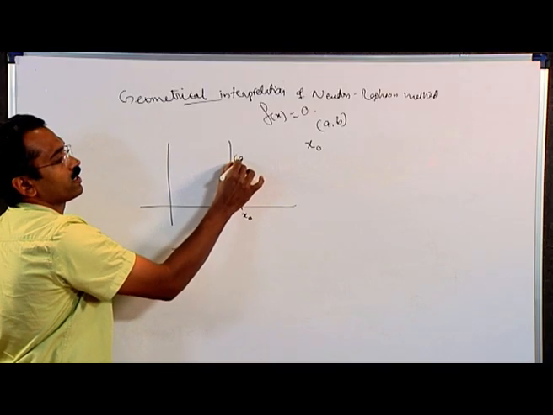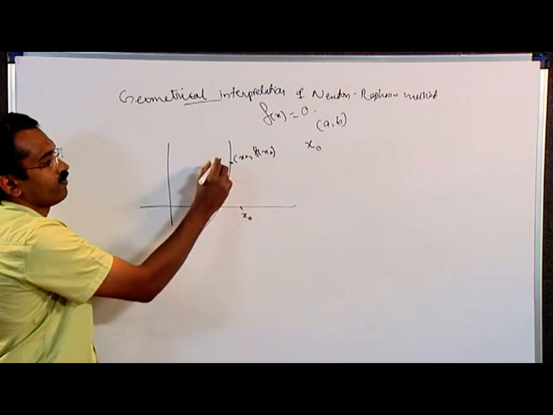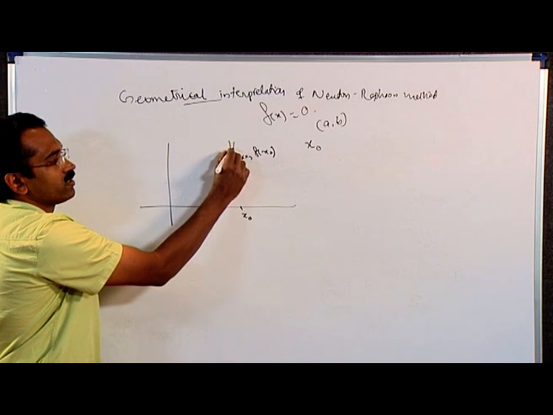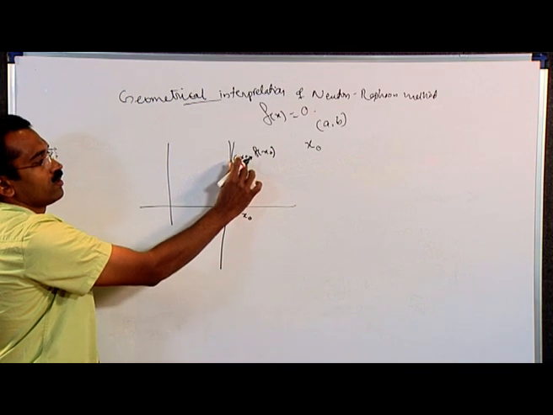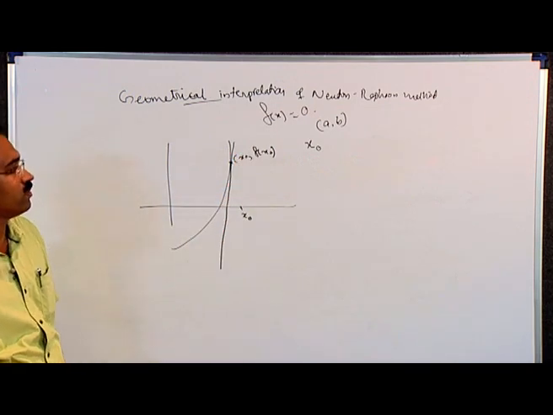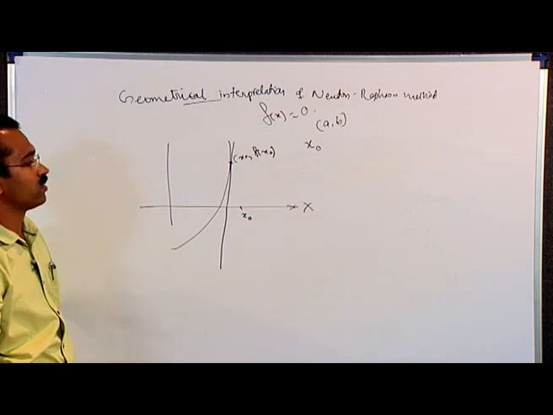Then we can mark the point x naught, f of x naught. We draw the tangent at the point x naught, f of x naught, which will meet the x axis. The meeting point on the x axis can be taken as the first approximate value of the root of the given equation.